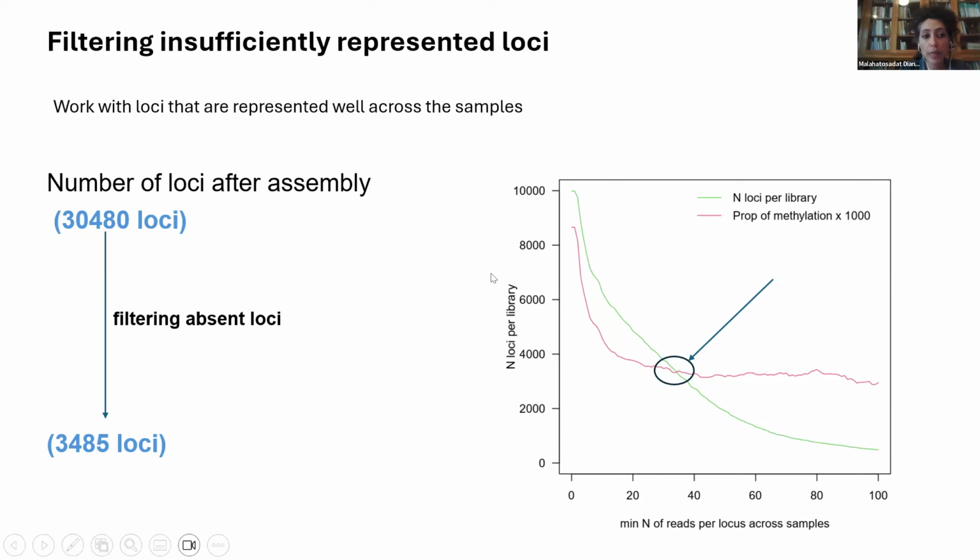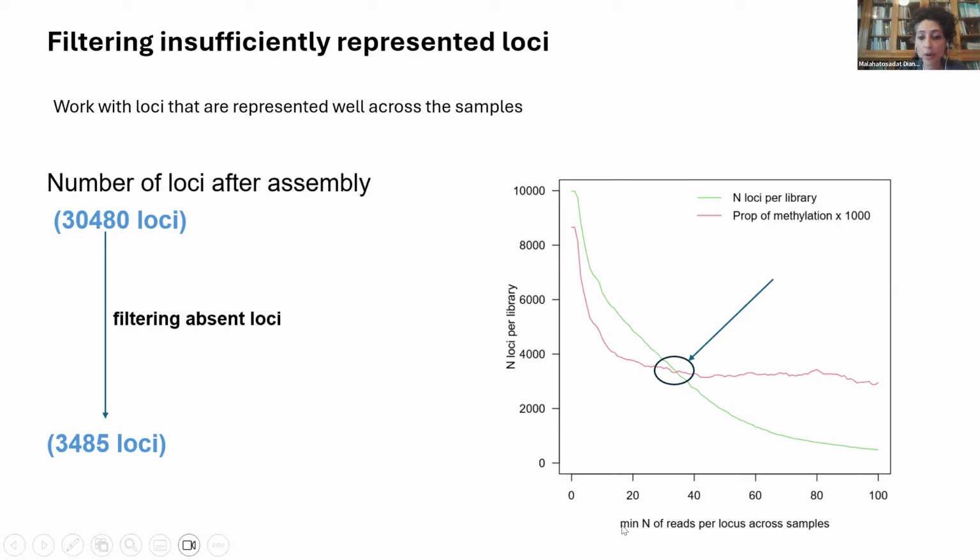First of all, I should mention that I didn't use all of the loci after assembly, and I wanted to work with the loci that are represented well across the samples. That's why I used the sequences coming from the library which is not sensitive to methylation, the one that comes from MspI, to filter the absent loci.